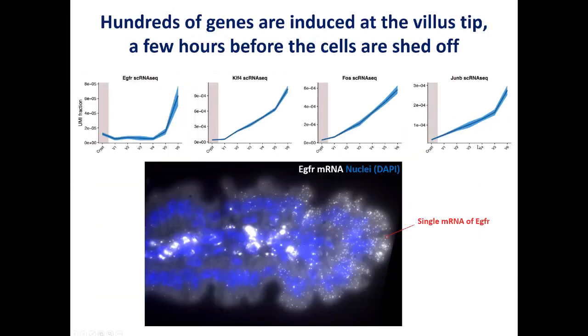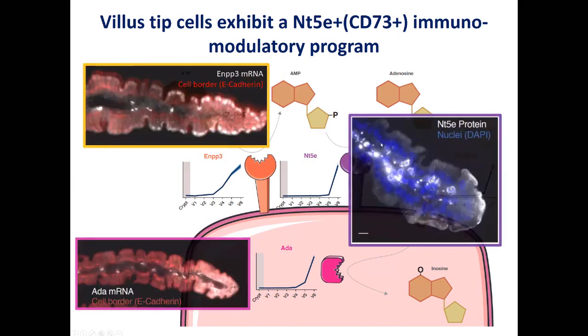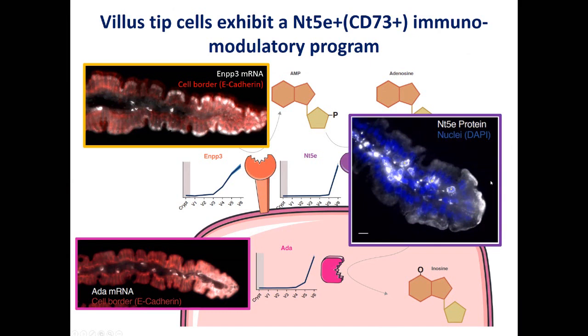And at the very tip, there's hundreds of genes that are upregulated in enterocytes just hours before they're shed off, including some key transcription factors, EGF receptor, and a very interesting extracellular protein program centered around this gene called NT5E or CD73. These are a bunch of genes that take up ATP, convert it to AMP, adenosine, and then suck up the adenosine. And all of these genes are expressed at the tip, and we think they're creating a luminal microenvironment that's depleted of ATP. Bacteria secrete a lot of ATP, and this is a danger signal for the immune system.